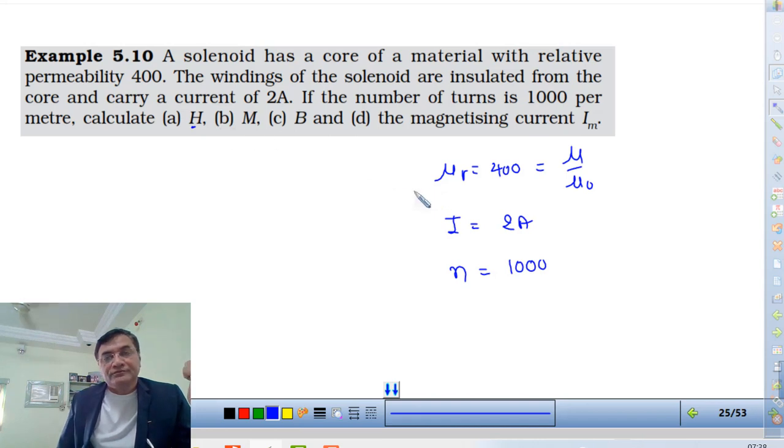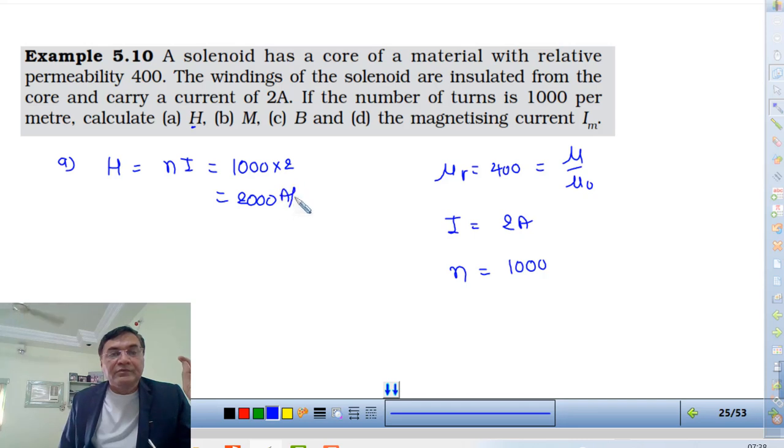Then find H. When we discussed the theory, we said H is equal to small n i. The formula is not given to you; I discussed it in the theory. n is equal to 1000 into I, which is 2. So 2000 ampere per meter is H. Then B, M. So M is equal to chi H.